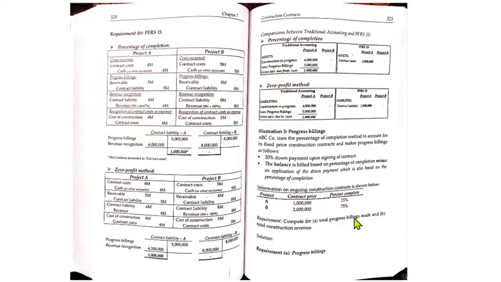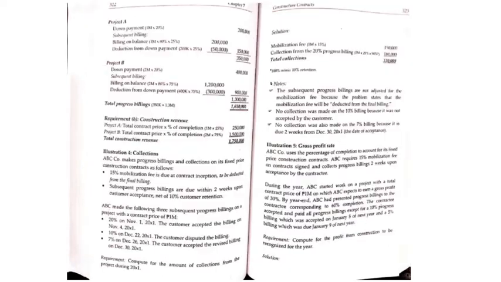Ang tinatanong sa iyo dito is the total progress billings made and the total construction revenue. So, tingnan natin how do we account for the progress billings. Yung progress billings po, ito yung natanggap. Di ba ikaw ay nag-bill, yung natanggap mo on your billings. Kaya siya progress billings because it increases over time.